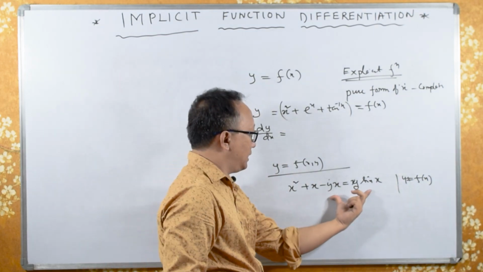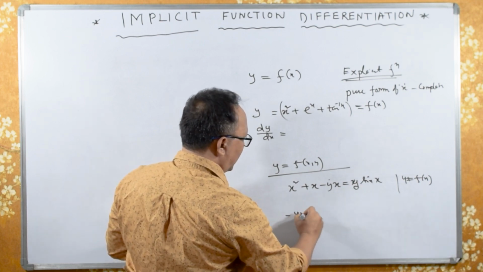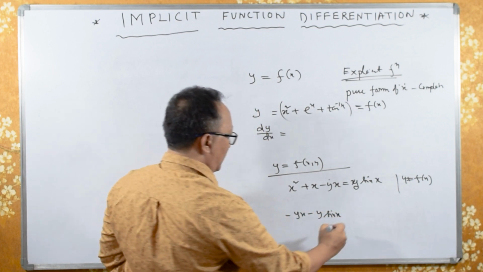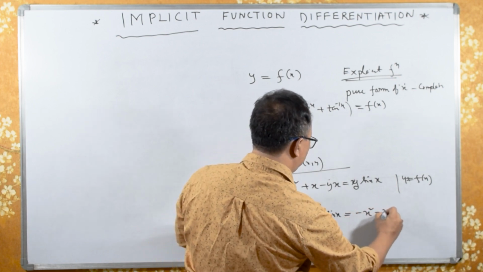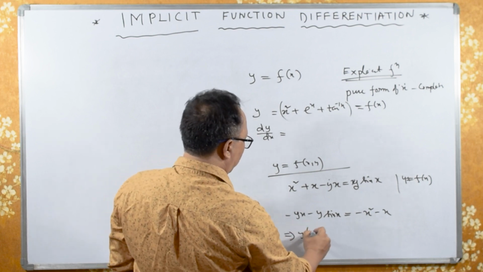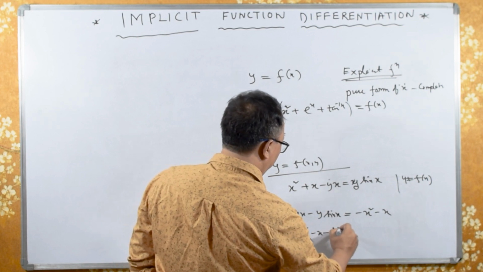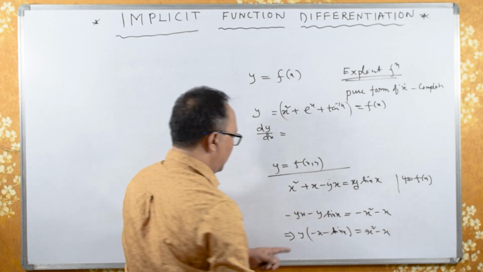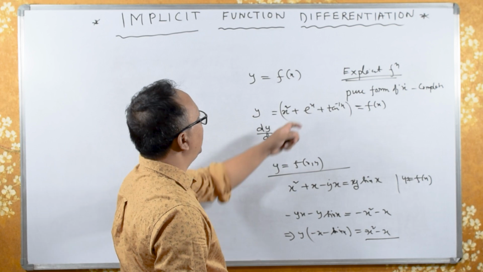Let's bring the y terms to that side. Here we have minus yx, here minus y sine x, equals minus x square minus x. From here we can take y common, so minus x minus sine x, times y, equals minus x square minus x. Therefore y, if I send this down, this whole will come over here. Still it is explicit form.